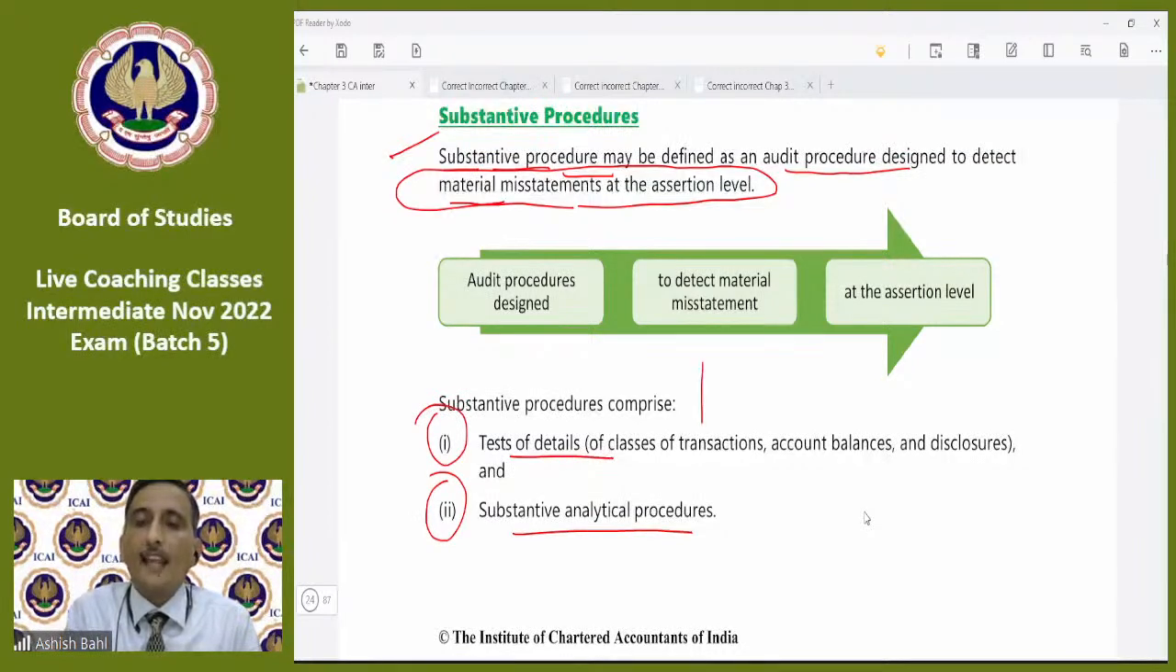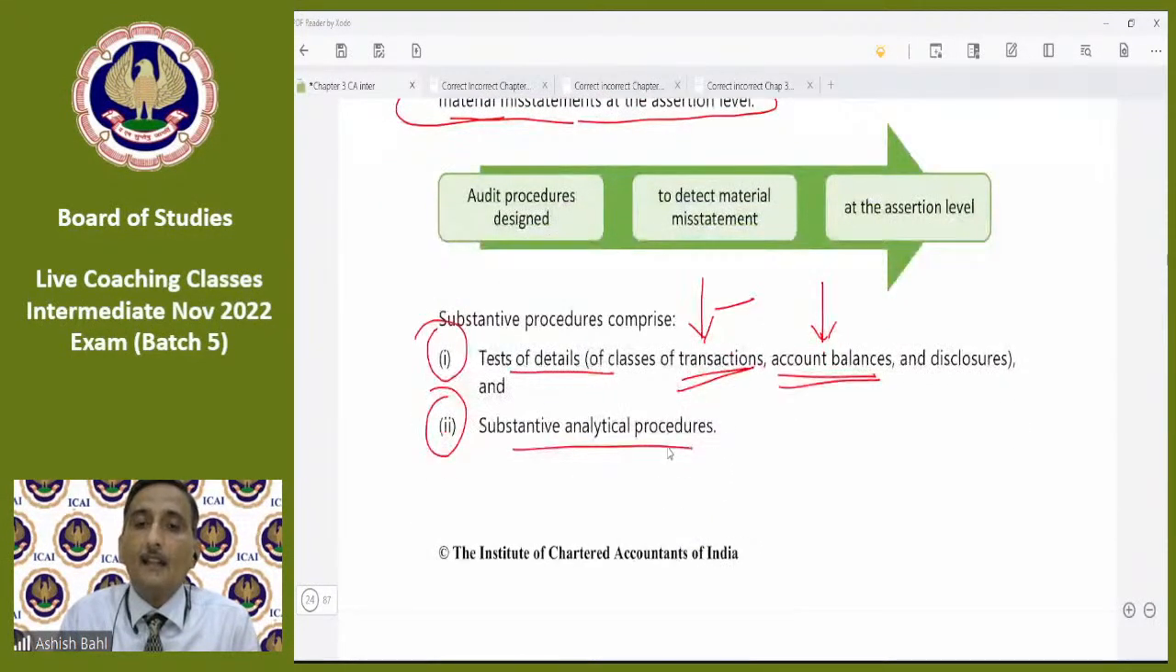So tests of detail might relate to transactions and account balances, checking transactions like purchase, sales, income transactions, expense transactions, and account balances, debtor balances, creditor balances, and disclosures. And the second thing comprising substantive procedures is analytical procedures, substantive analytical procedures.